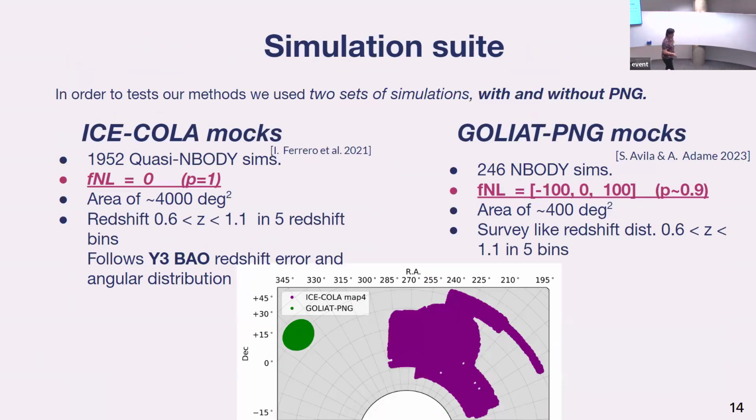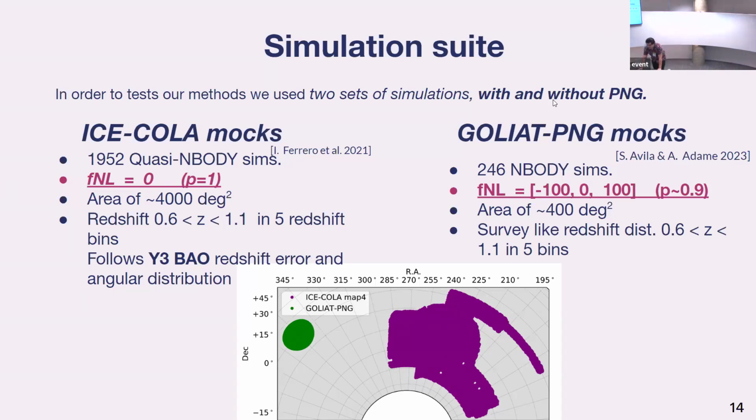In order to validate our methods, now that we have defined the angular correlation function, we will use two sets of simulations. One of them is ICTP-SAIFR, which is around 2,000 quasi-N-body simulations. I don't know the detail of why it's quasi, but the main property is that these have fNL equal to 0 as initial condition. They cover an area similar to the one from DES, and they also have all the properties of the DES sample, from the DES Y3 BAO sample. So they cover the same redshift range, are split into 5 redshift bins, and have the same angular distribution. We will use these simulations to validate our pipeline and see whether we can recover fNL equal to 0.